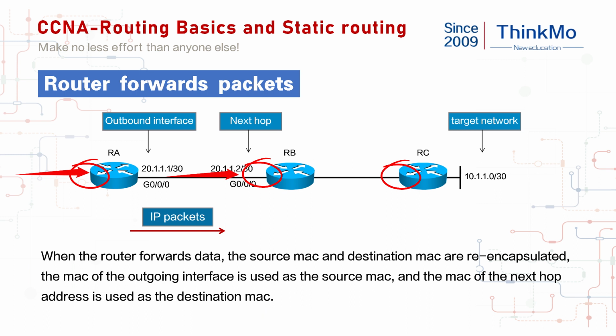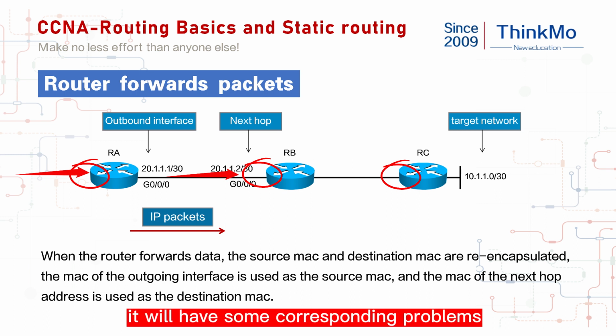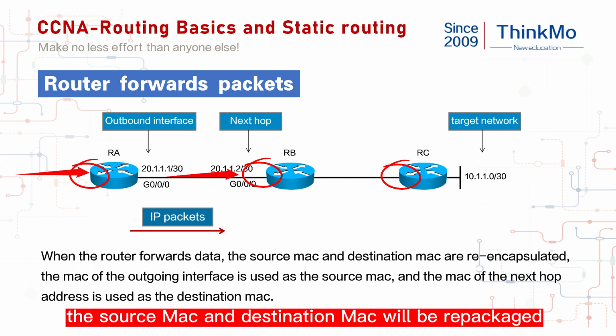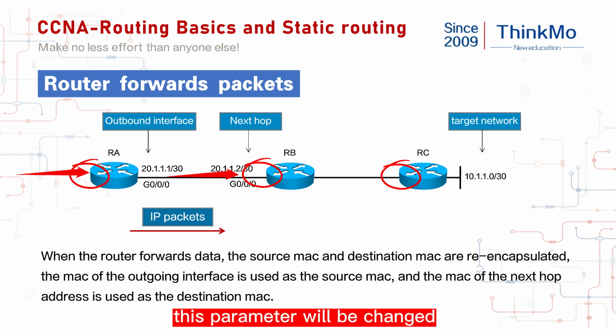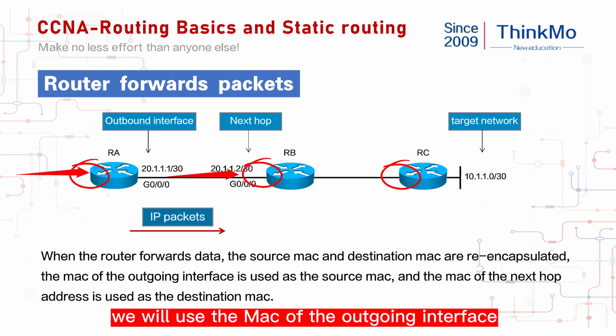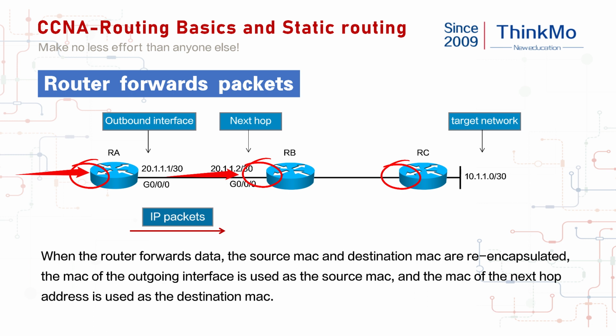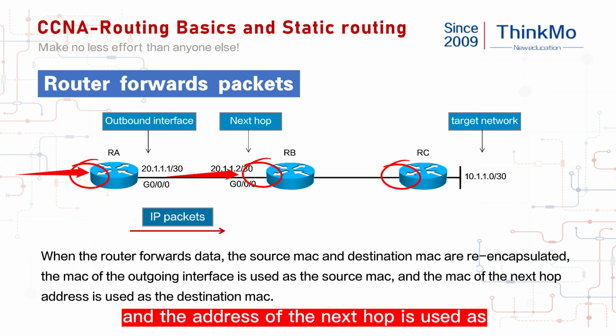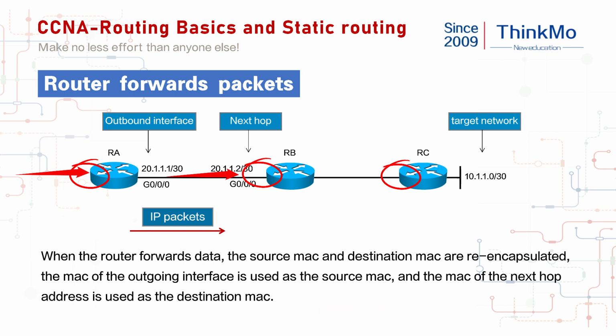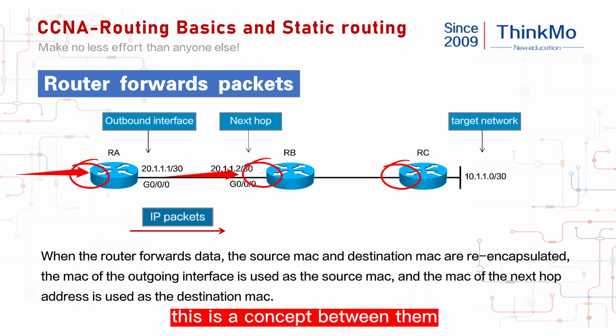Therefore, when the router forwards data, there are some corresponding changes. The source MAC and destination MAC will be repackaged. This parameter will be changed. We will use the MAC of the outgoing interface as the source MAC, and the address of the next hop is used as the destination MAC. This is the concept between them.